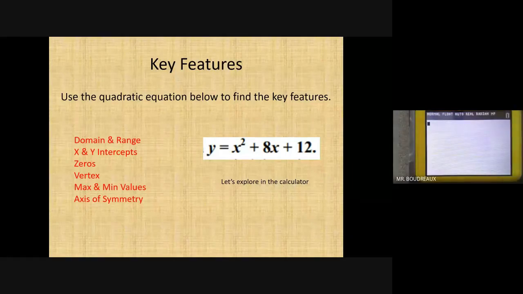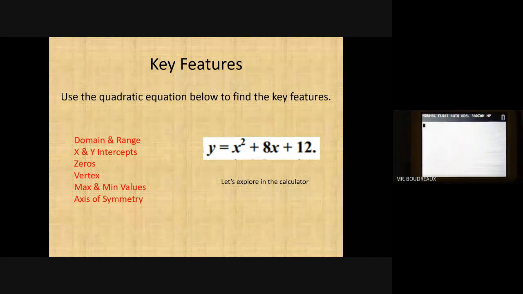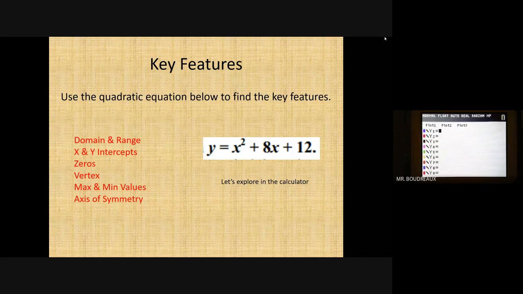Okay, I wanted to make a video to show you all how to find your key features on your calculator. So we're going to start right away. We're going to clear our RAM, make sure that nothing's in there, no program to mess us up. And then we're going to start in y equals, and we're going to use the equation we see: x squared plus 8x plus 12.